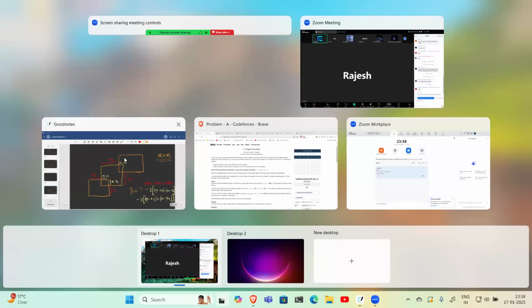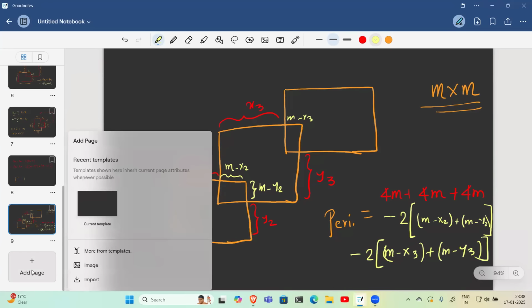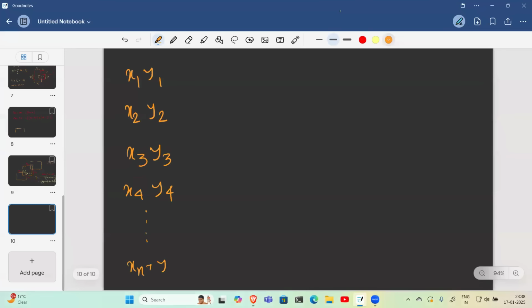Okay, thanks. So that means if you are given a long array, say you are given all these values x1, y1, x2, y2, x3, y3, x4, y4, and suppose it goes till xn and yn. So what should be the perimeter? Let me write what the answer should be.